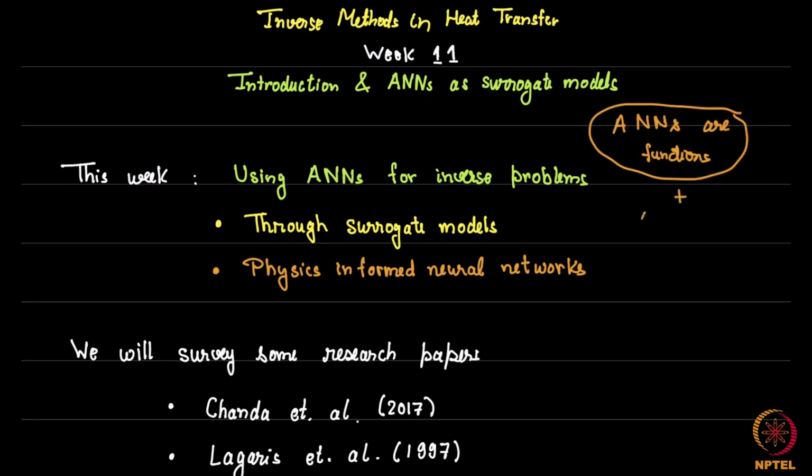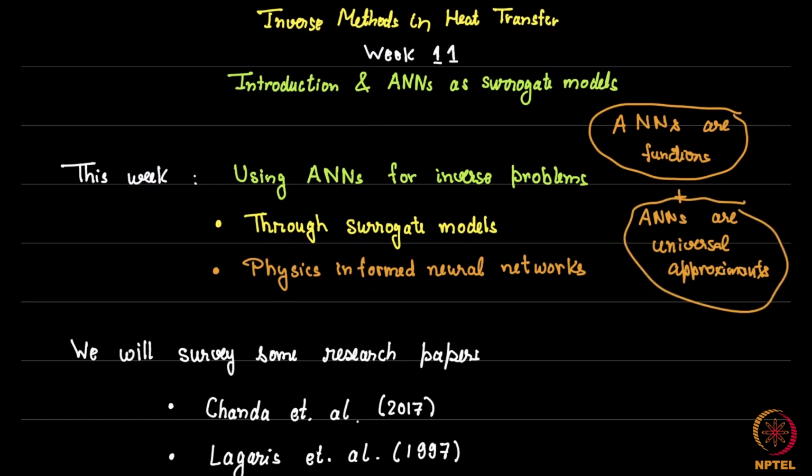This, plus the fact that ANNs are universal approximators. What this means is you can approximate any function you want as an ANN. And in order to find out the parameters of the ANN, as we saw in the last 3 weeks, we solve inverse problems. So there is a tie-up with inverse methods in another fashion also.